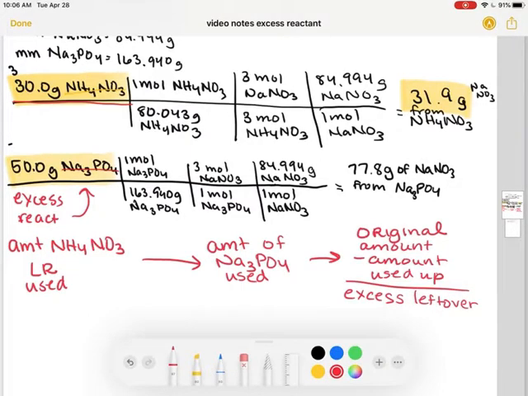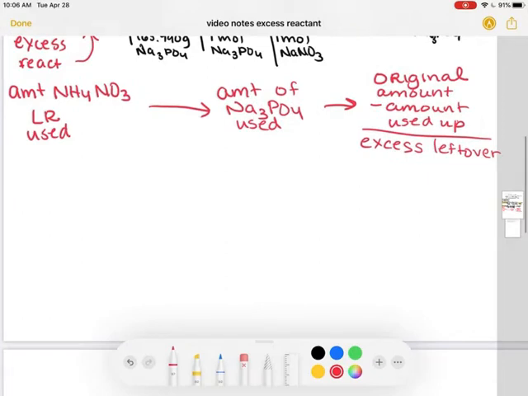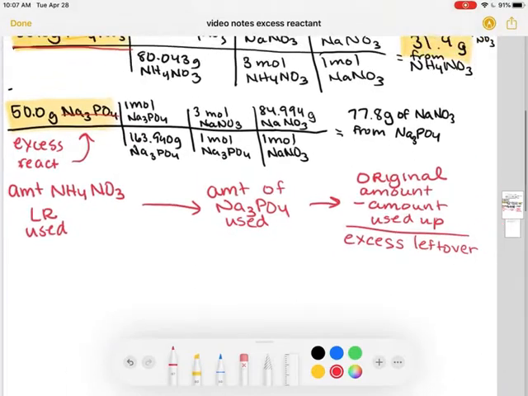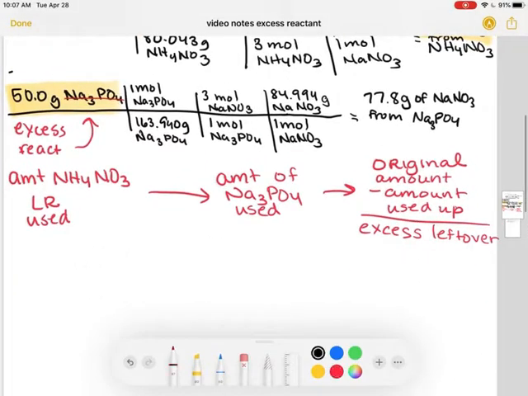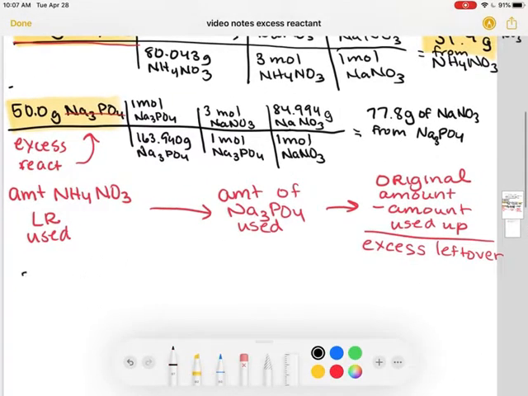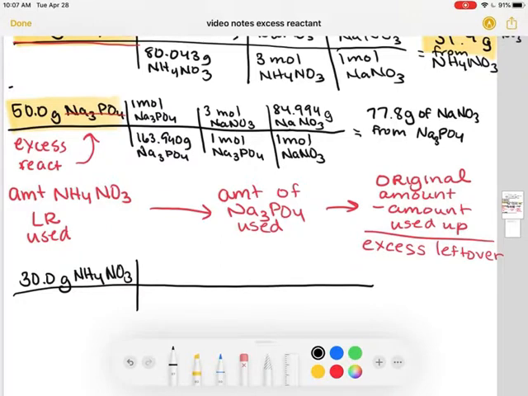Okay, so let's do some stoich. We're going to start with the amount of our limiting reactant, that's 30.0 grams of NH4NO3. If we're using 30 grams of NH4NO3, how many grams of sodium phosphate are reacting with it?